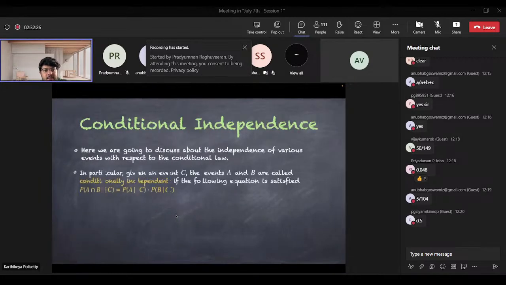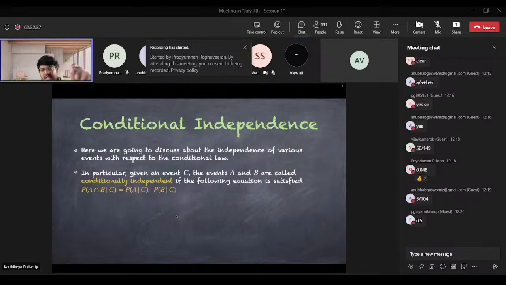So, conditional independence. Here we are going to discuss the independence of various events with respect to conditional law. In particular, given an event C, the events A and B are called conditionally independent if the following equation holds. That is, P of A intersection B given C is P of A given C times P of B given C. What we are doing is nothing but the same thing. Previously, we didn't have the condition C; we had P of A intersection B is P of A times P of B. Similarly, we are defining it by putting a condition of C. Putting a condition is nothing but concentrating our sample space.